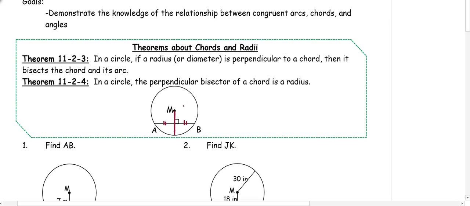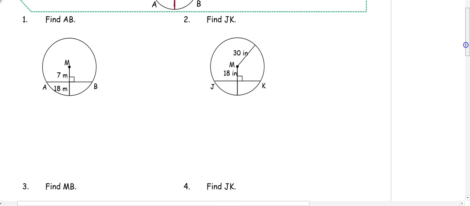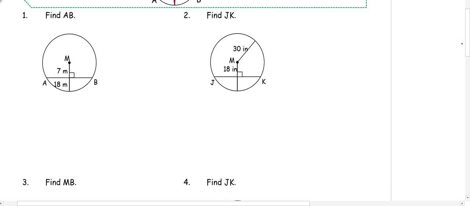So we can use the bisected chord then to find different lengths of the circle. And vice versa, in a circle, the perpendicular bisector of a chord is the radius. So this idea helps us with trying to find missing side lengths with chords and radii. So in number one, we need to find AB.